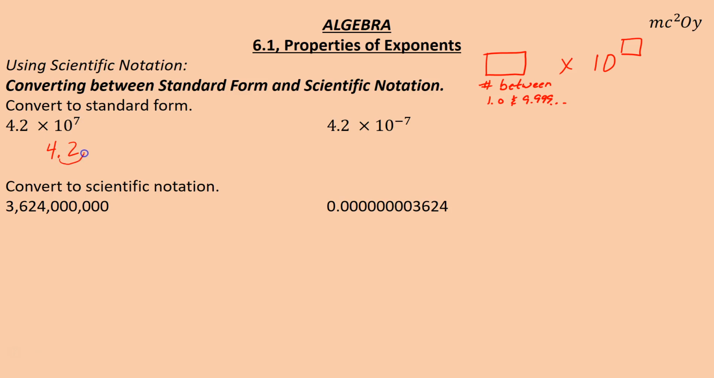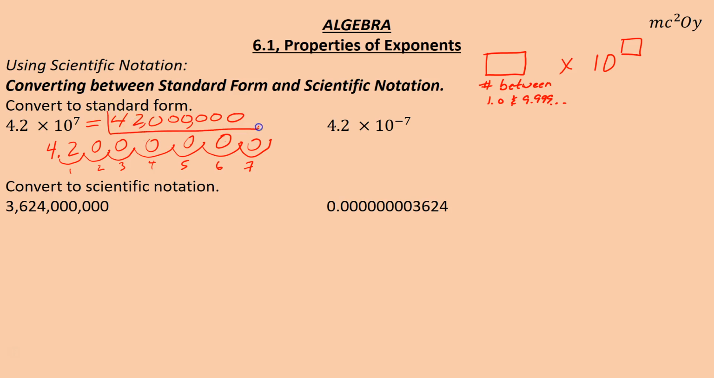So when I multiply by 10 once, I'm at 42. Twice, I'm now at 420. 3 times, I'm at 4,200. 4 times, 42,000. And then 420,000. So I'm at the 1st, 2nd, 3rd power, 4th power, 5th power, 6th power, and 7th power. So my solution here to go to standard is 4, 2, and then I have 1, 2, 3, 4, 5, 6 zeros. All right, there we've got it. 42 million.